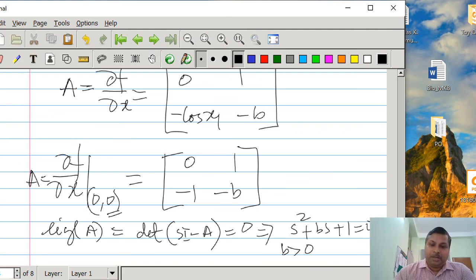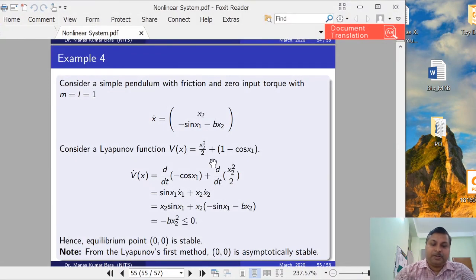But using the second method here, we observe that it is less than or equal to 0, meaning it is only stable. We cannot say that it is asymptotically stable. So why has this happened? If this kind of situation occurs, then we need another theorem, which is called LaSalle's invariance principle. We are not going to discuss that method now, only to point out that this can happen.